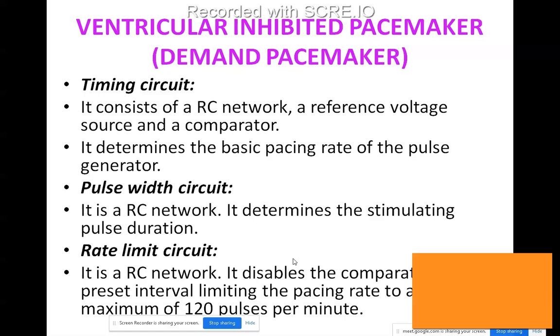Timing circuit. The timing circuit is nothing but an RC network, a resistor capacitor network. Here the reference voltage source and comparator will be used along with your RC network to determine the basic pacing rate of the pulse generator. Here you will fix the pulse rate by using the voltage source with the comparator. The timing circuit is used to generate a clock pulse. That clock pulse is nothing but your heart pulse.